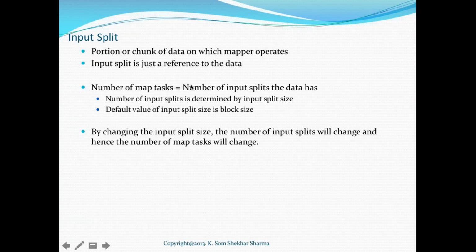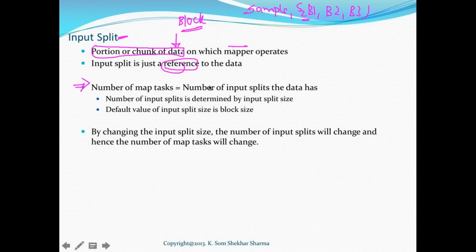As we have already seen, the number of map tasks equals the number of blocks, right? Now input split is nothing but a portion or a chunk of data. The data is nothing but a block. When I say data, I'm explicitly referring to a block, because on HDFS the data is stored in the form of blocks. So a sample file has been broken into, let's say, 3 blocks. So I'm talking about one of the blocks. A portion or a chunk of data on which the map task will operate. Input split is just a reference to the data.